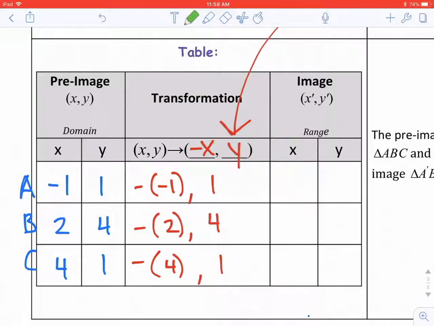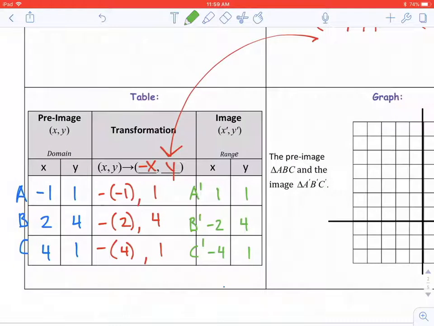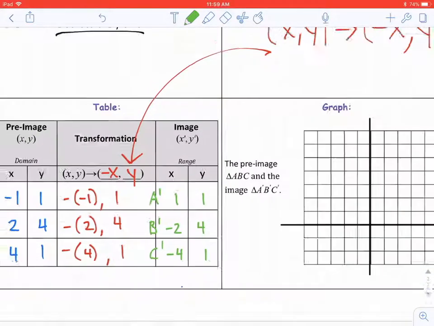Alright, so for A prime, that's going to give us (1, 1). For B prime, that will give us (-2, 4). And for C prime, we'll have (-4, 1) for our coordinates. So let's take a look at the graph.